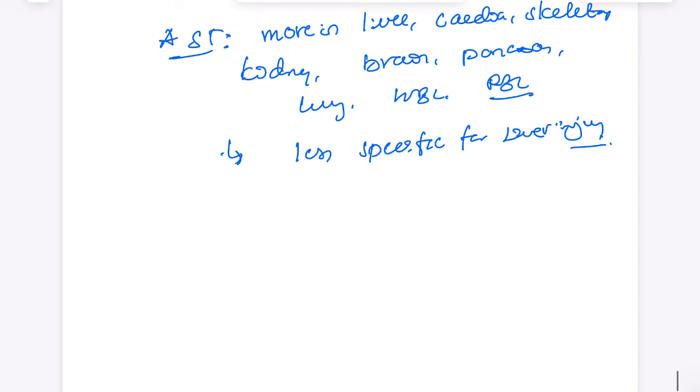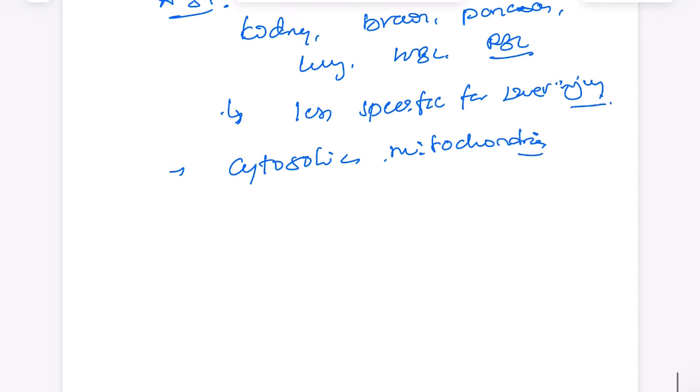One more point I want to tell about AST is it is both cytosolic and mitochondrial, present in the cytosol and mitochondria. And one more thing I would like to discuss about AST is that AST has a shorter half-life than ALT. That means AST is cleared faster than ALT. So this is about AST.